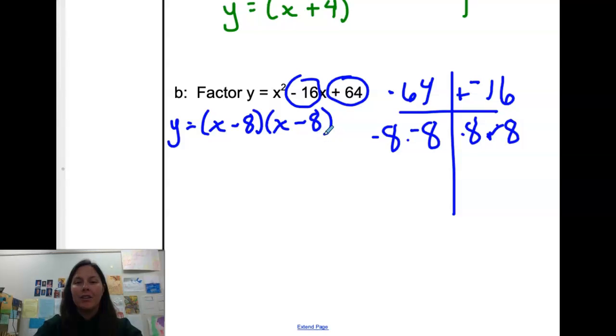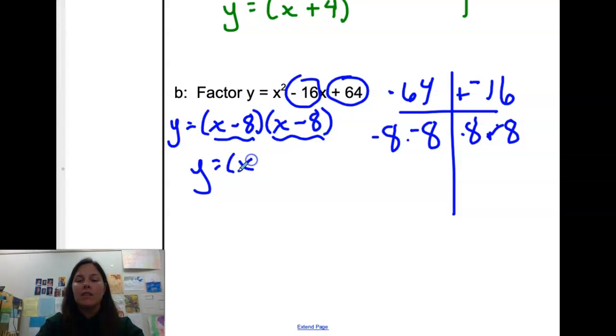Stop there if you need to. If you are capable, please take a look. You got the same thing twice. That means you are squaring the x minus 8.